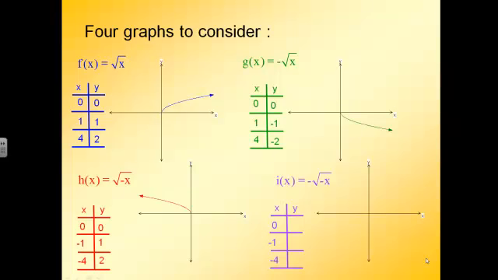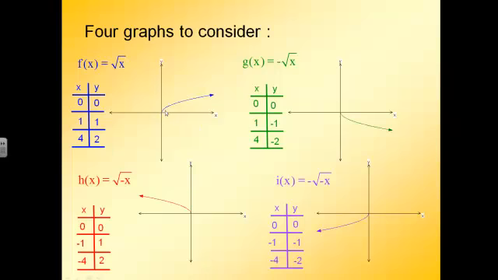Last but not least, the purple one, negative root negative x. Once again, I have to feed that with negative x's in order to be able to take the root. And since I'm being asked for the negative root, all my y's are negative, which means this graph looks like this. There are your 4 basic square root function graphs.